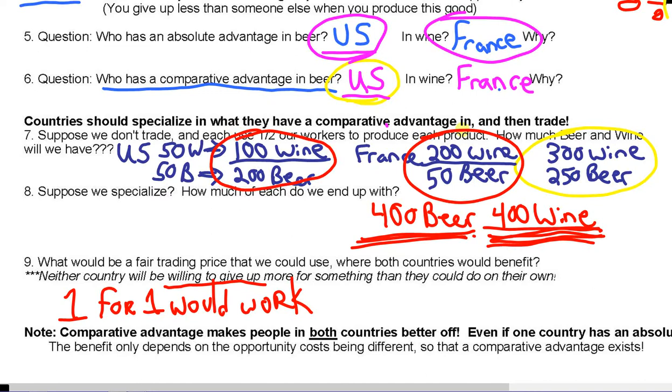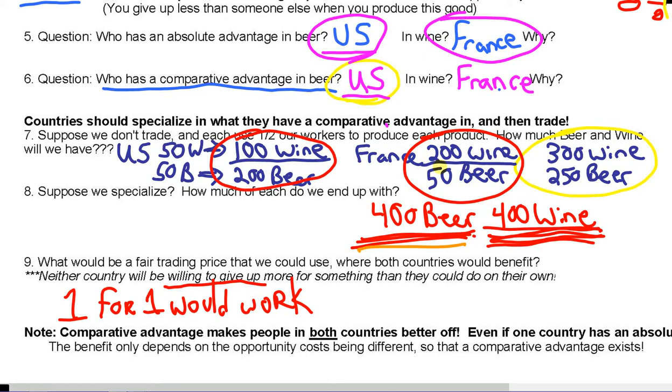But if they traded 1 for 1, then in the United States, suppose we traded half of our beer for wine. Then in the United States, we would end up with 200 beer and 200 wine. We'd be better off. We'd be happy. In France, they could take their 400 wine, trade half of it to us for beer, and then they could end up with still having 200 wine and 200 beer, and they would be better off than if they didn't trade.